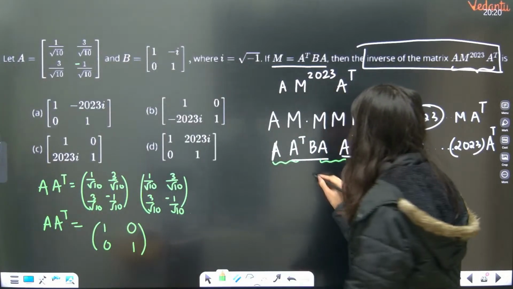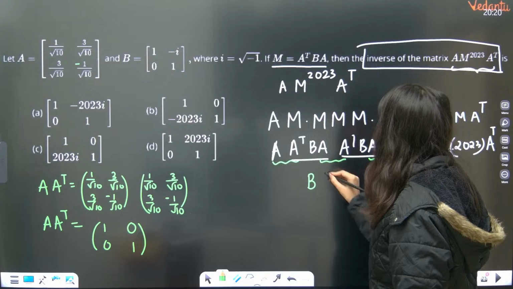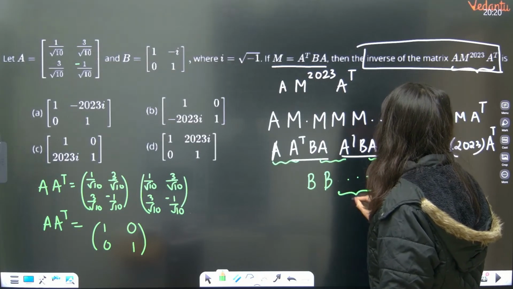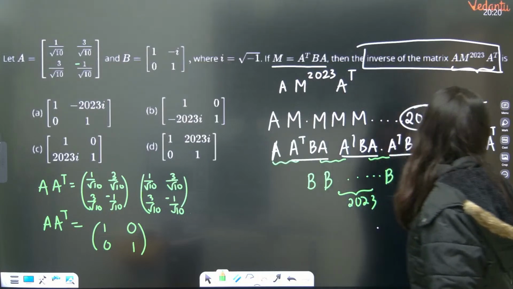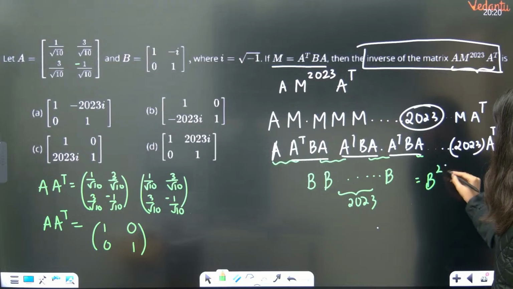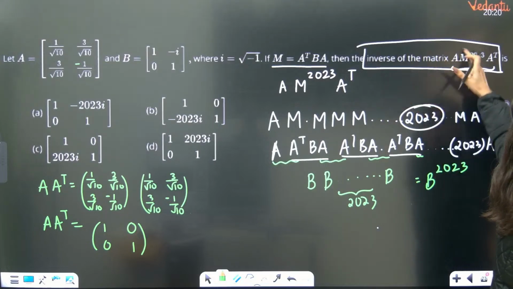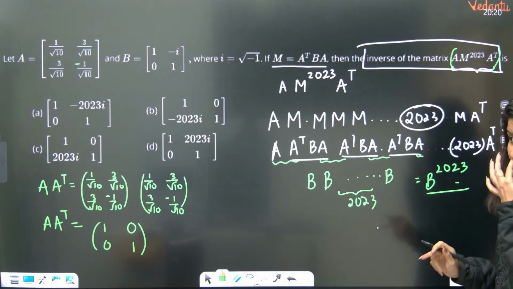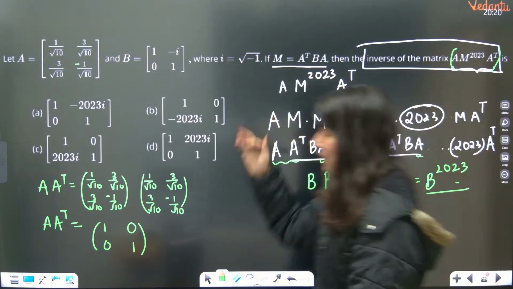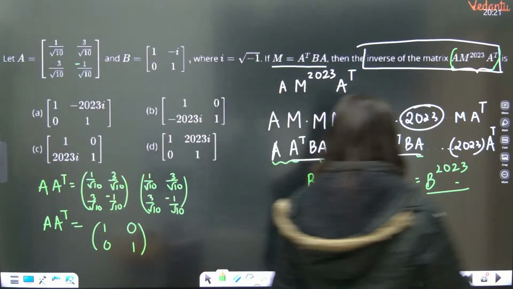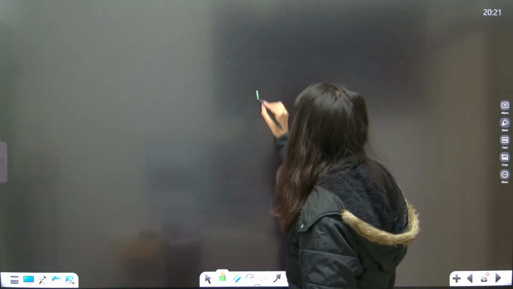So this is identity, so only B, identity B. How many times? B, B, B, B, B, 2023 times B will be there. Last also you will get A transpose. So this is actually B raised to power 2023. So you are looking for inverse of B power 2023. What is B? B is given. Now B power 2023 is what you need to calculate. So B square.